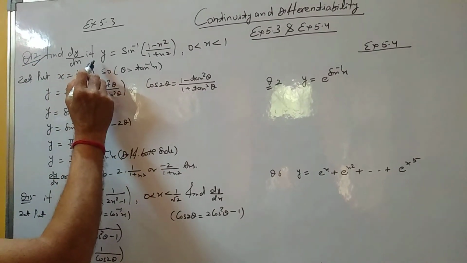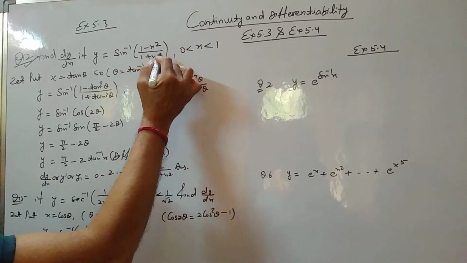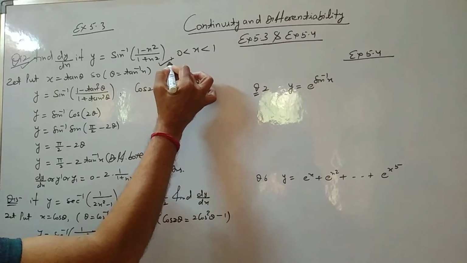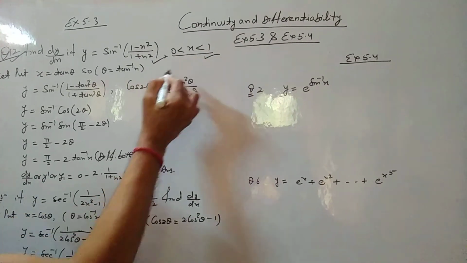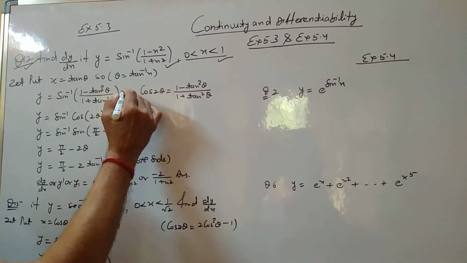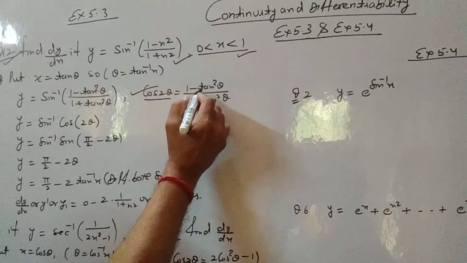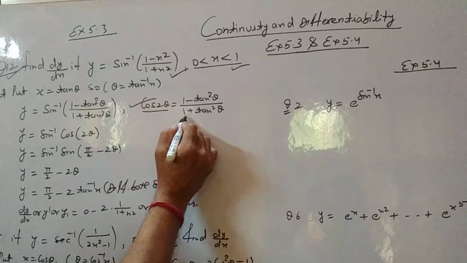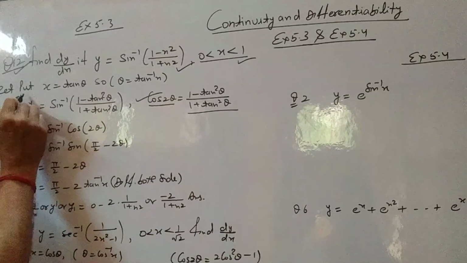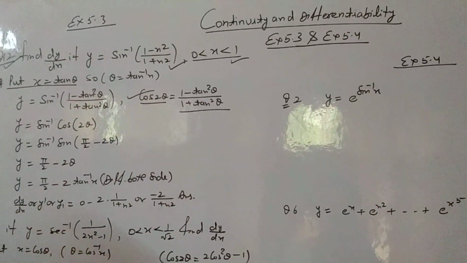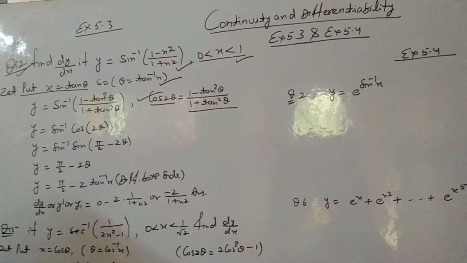Find dy by dx if y is sin inverse of (1 minus x square over 1 plus x square), where x is greater than 0 and less than 1. According to the 11th class formula, cos 2 theta is 1 minus tan square theta upon 1 plus tan square theta. And we put x is equal to tan theta, and by this relation, theta is tan inverse x.